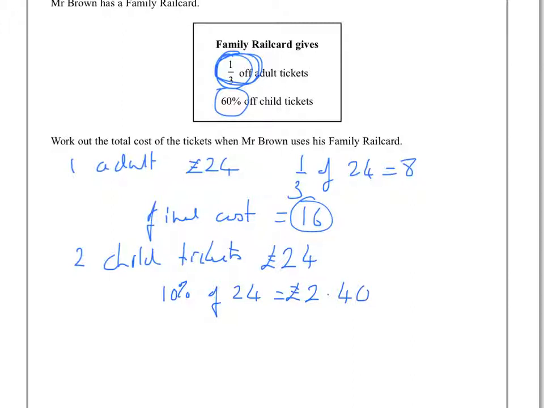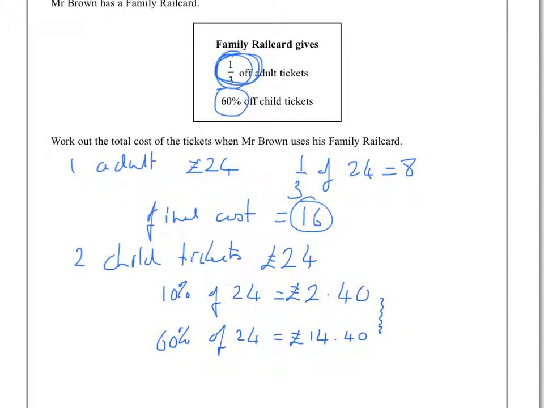So we now need to times that by 6 to make it up to 60%, and you might want to double it to get 20% and then times it by 3 or something like that. But £2.40 times by 6, however you do that, we're going to get £14.40. So there might need to be some working out in here that you've done extra.